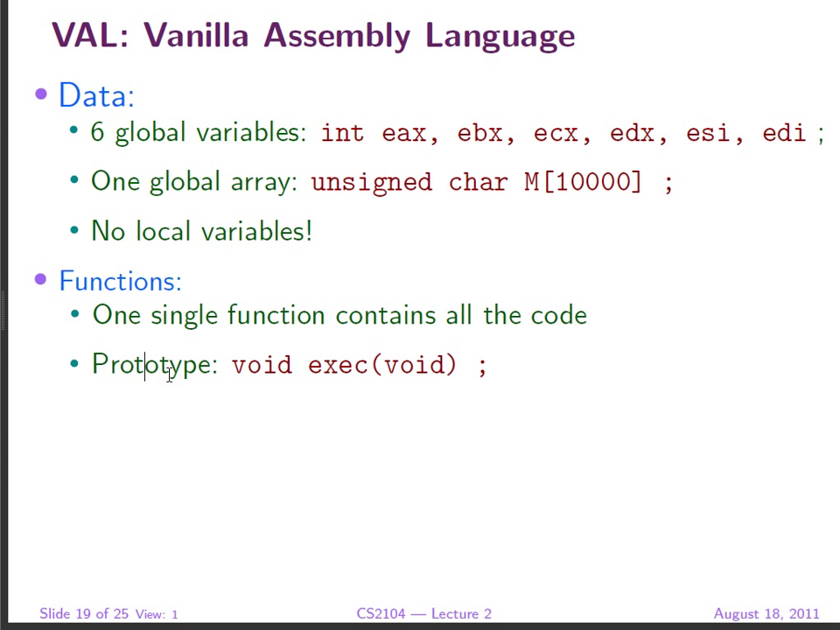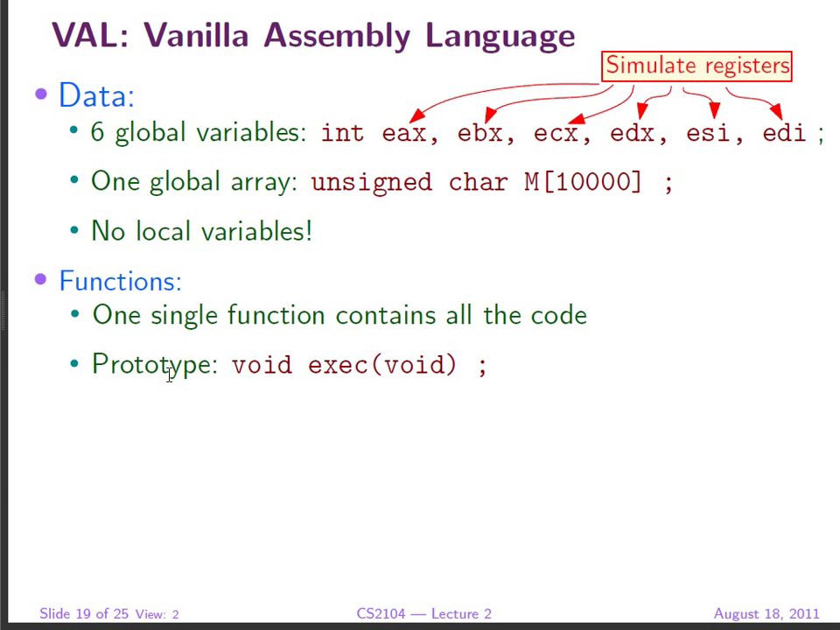There is one global array, which is of type unsigned char. It can be larger. This represents the memory, and memories are much larger by today's standards. But you're not allowed to declare any local variables. There's only one function with this prototype, right here. This is the only function that you're allowed to write. And your code has to perform any computation, like functions in any other programming language. So we'll see how.